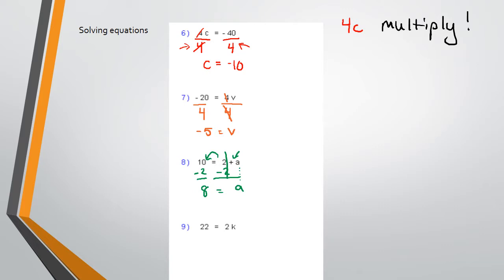Over here, my 2 is stuck to my k. So it means multiply. The opposite of multiplying is dividing. So what do you wish you had on the bottom so that you could just have that k all by its lonesome? Well, you wish you had a 2. And then you can cross those out because they're gone. And what you do to one side, you do to the other. 22 divided by 2, what's half of 22? It's 11. Don't forget your equal sign.